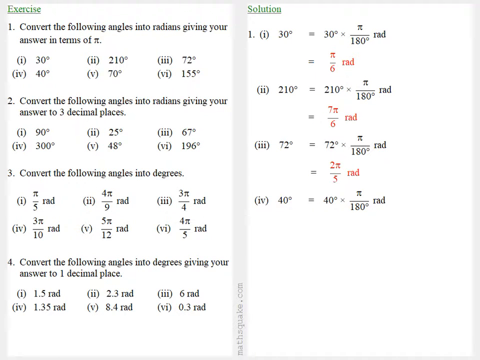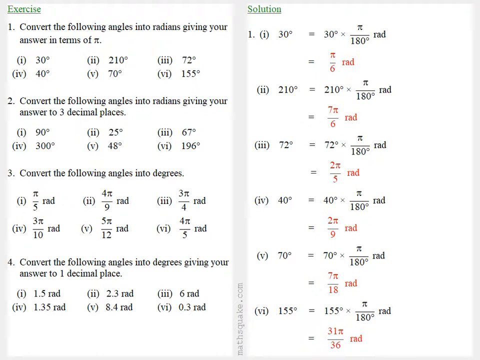In part 4, we've got 40 degrees. We multiply by pi over 180, and that cancels to 2 pi over 9. In part 5, we've got 70 degrees. To convert that to radians, we multiply by pi over 180, cancel down, and that gives us 7 pi over 18. And in part 6, we've got 155 degrees. Well, if we multiply by pi over 180 degrees, that gives us 31 pi over 36 radians.